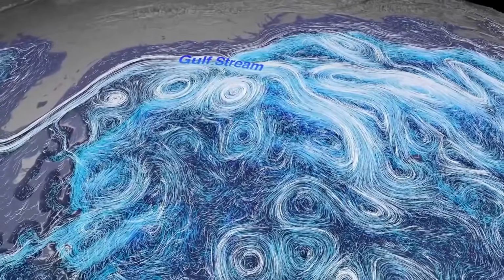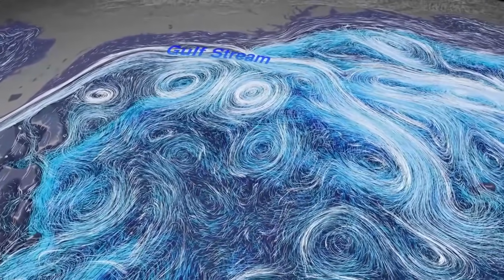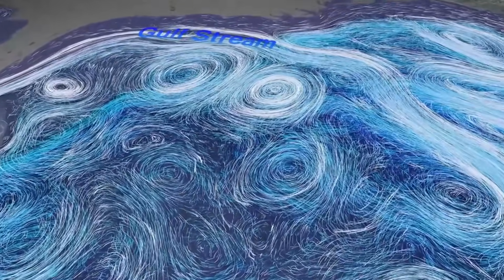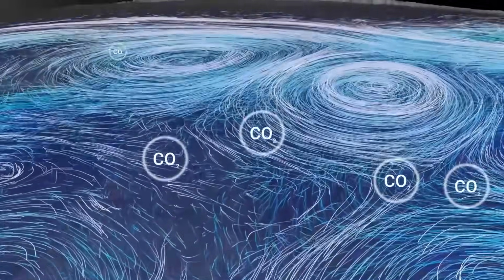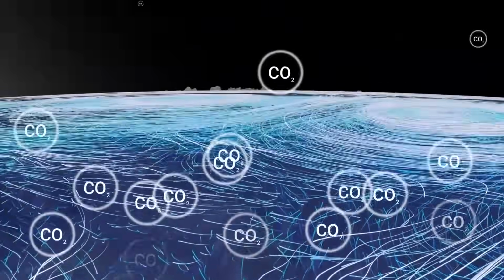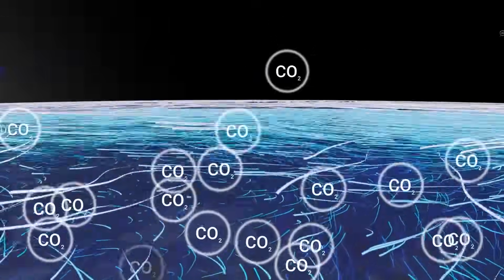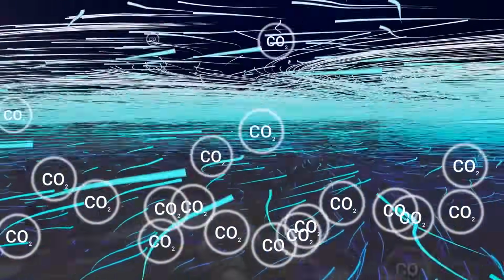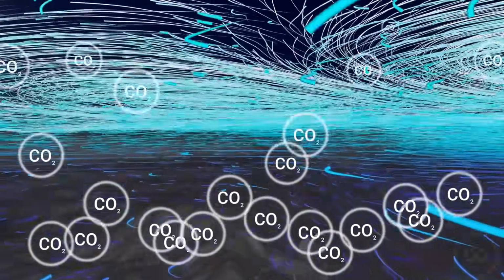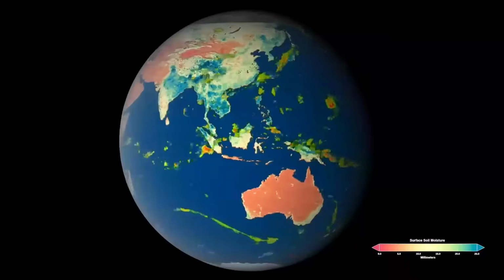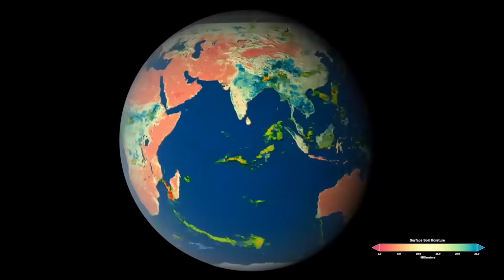Now, here's the cool part. While it's busy playing waiter to the sea, the ACC is also doing our laundry. Well, sort of. It absorbs massive amounts of carbon dioxide from the atmosphere and stores it in the deep ocean, locking it away for centuries. Think of it like Earth's giant carbon vault, no password required. It also helps regulate the weather.